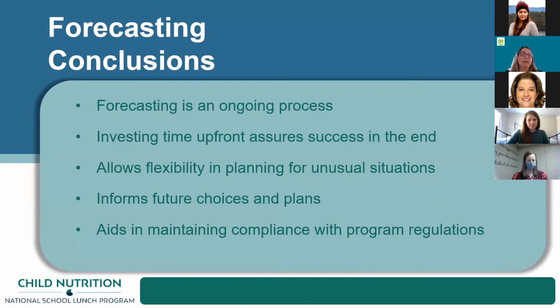It allows for flexibility in planning and unusual situations, so it gives you the best preparation you can possibly have to face the unknown. It helps to inform your future choices and plans, so you're making decisions based on data, not just guessing. And of course, it aids in maintaining compliance with your program regulations.